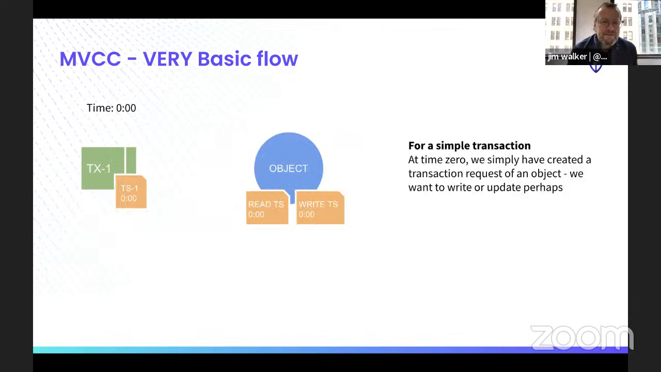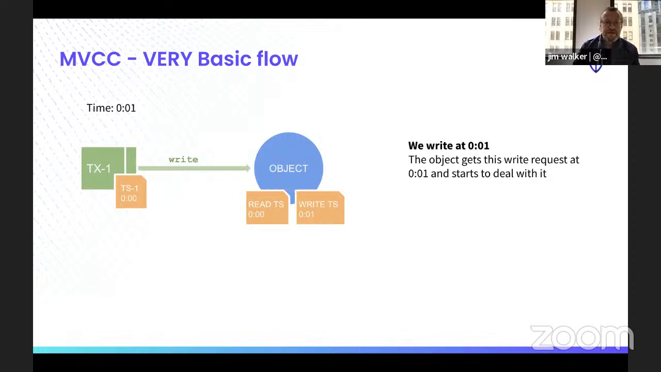So in MVCC, in a very basic flow, what we have is a transaction. At time 0, we've created that transaction request, and we have the object, right? And so the first thing we do, we say, hey, let's write this thing. What we're going to do is update, the time has gone to 1 second here. And we have 2 transaction stamps on the object that we want to write in MVCC. We have a read timestamp and a write timestamp. So at time 1, the write came in, and so we've updated the write timestamp to 1. Great. Okay, good. Step 1.